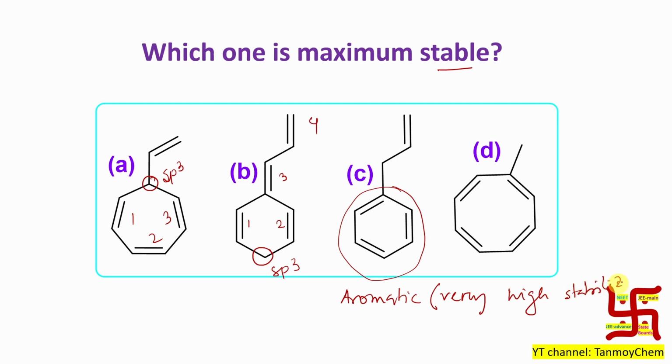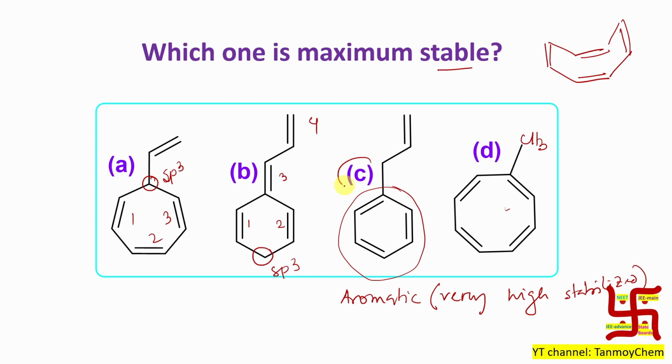Now if you look at option D, what about this? By the way, this is a methyl-substituted cyclooctatetraene. Now this is not anti-aromatic, because anti-aromatic means very highly unstable. Aromatic means very highly stable, anti-aromatic means very highly unstable. A molecule doesn't want to be unstable. In order to avoid that instability, it gives up the planar arrangement and attains a boat-like structure. Here every carbon has a double bond, but they are not in conjugation, so they are not anti-aromatic, they are non-aromatic. So it is not that stable.